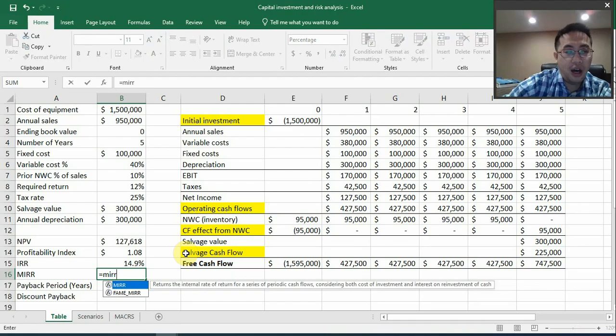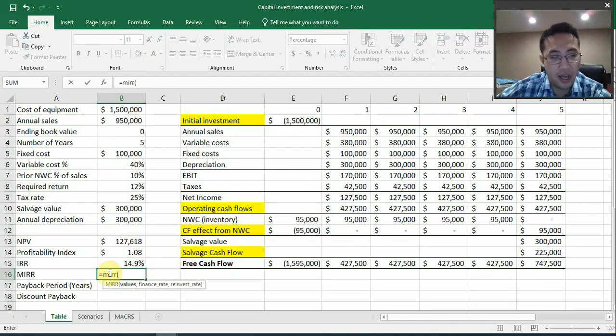All right, the next one is the modified IRR. In modified IRR, you are going to use this MIRR function. And again, you're going to select all the cash flows as what you did with the regular IRR. And for the finance rate, it is 12%. That's going to be used for discounting all the cash flows. And the difference between regular IRR and modified IRR is the reinvestment rate. In the regular IRR, you assume you reinvest these cash flows within year 1, year 2, year 3 with the 15% IRR rate. However, that's not realistic.